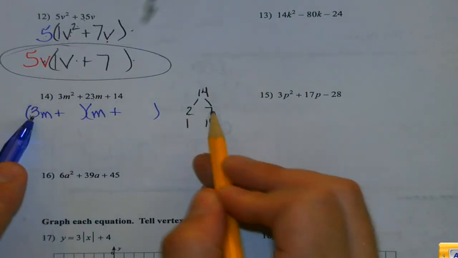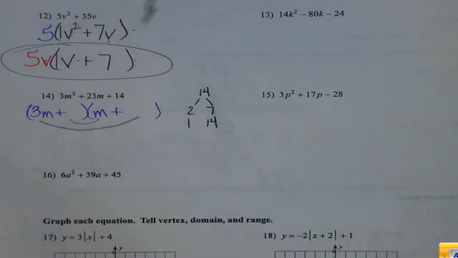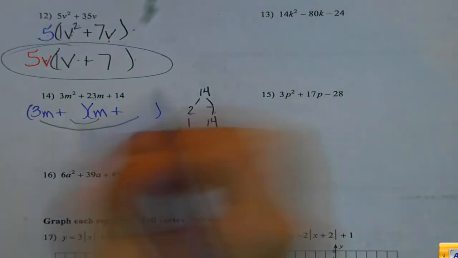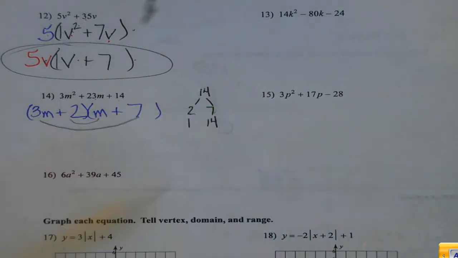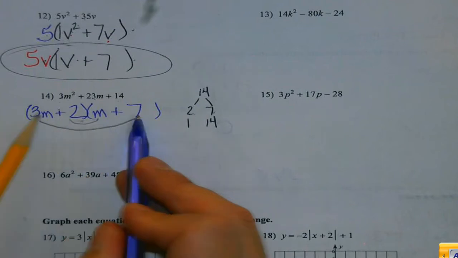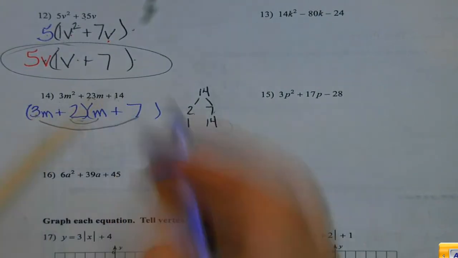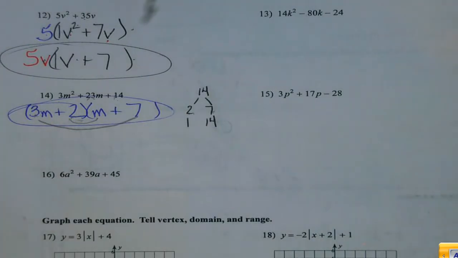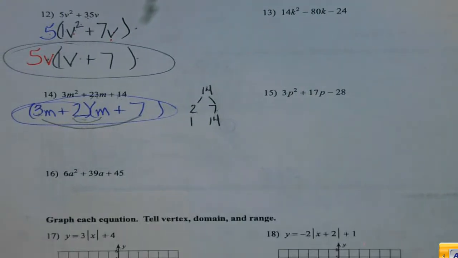So I want the 3 to go with the 7. Remember, it's always going to be the middle ones go together and the outer. So if I want the 3 to go with 7, 7 goes out here. 2 would go here. 2m and 21m is 23m. 2 times 7 is 14. Boom. I got that one. Okay. So that's a legit way to go about it, especially if you're comfortable with your multiplication facts.